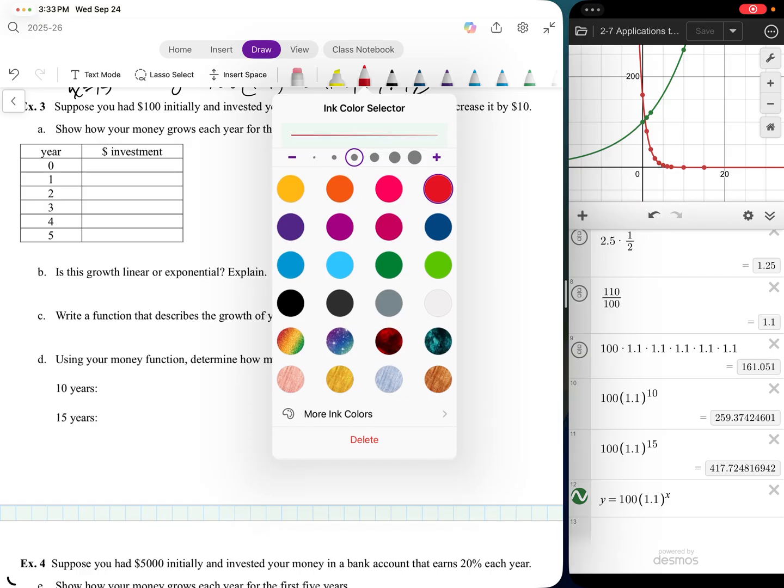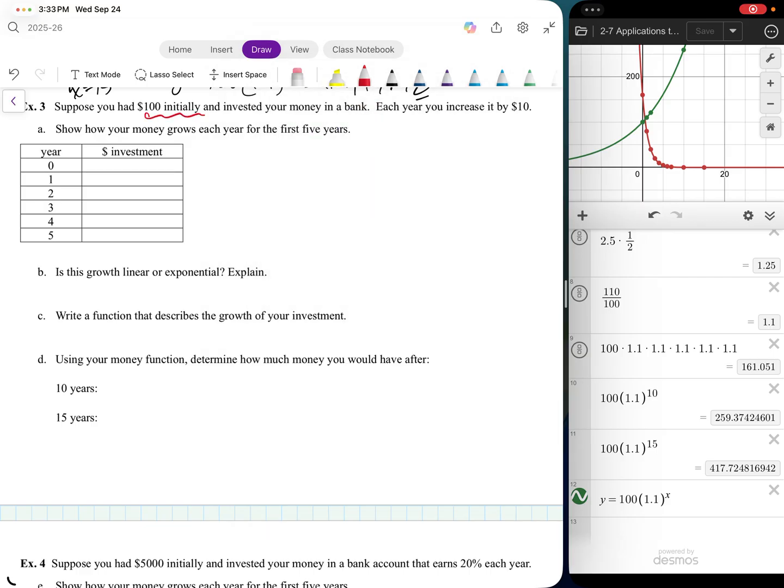Let's read the problem. So we have $100 initially. Look at this. But this time, each year you increase it by $10. So this is not a percentage. Okay, not a percentage. So this is a different problem than what we just explored. Okay, so we have $100 initially. That's your initial amount. AMT is amount. And it asks you to show how the money grows over the first 5 years, where X is years and Y is your money or your investment. Now it says it increases $10 per year, not 10%, $10.